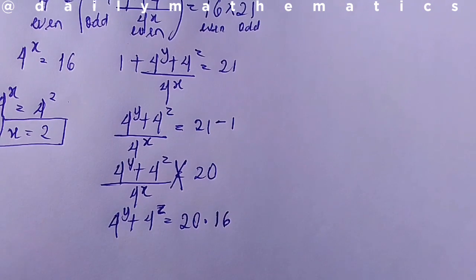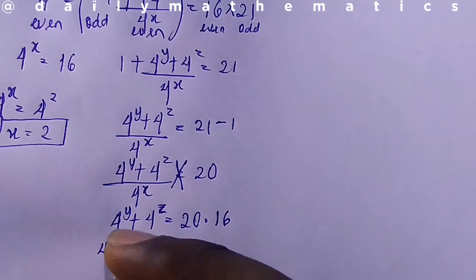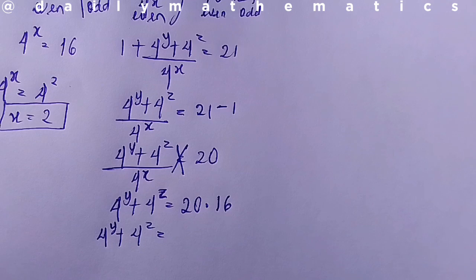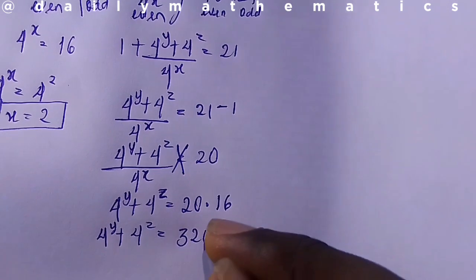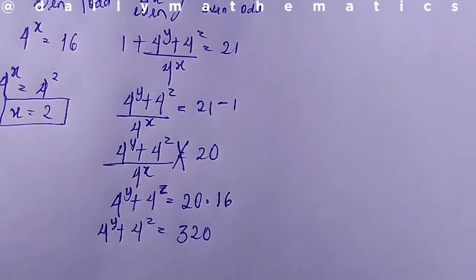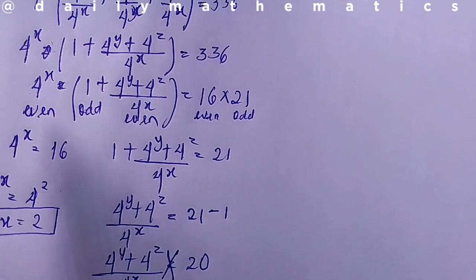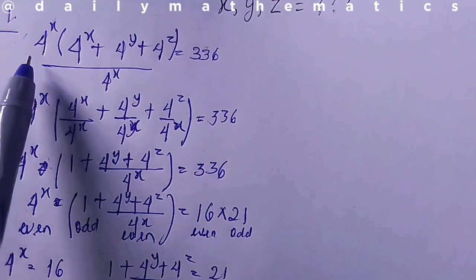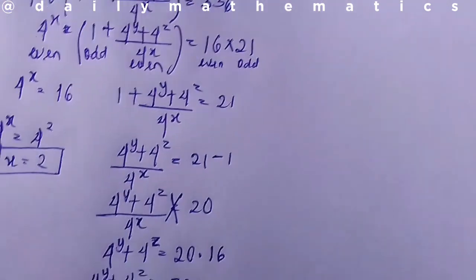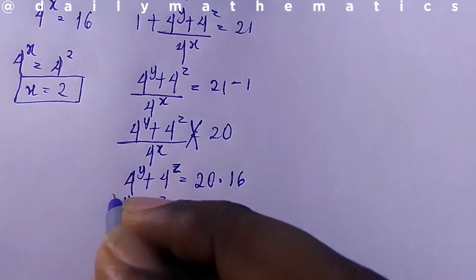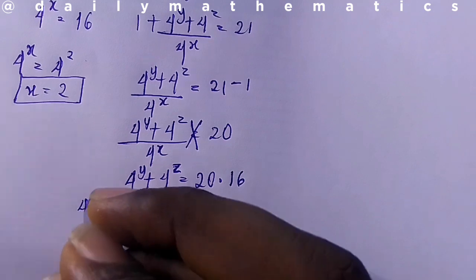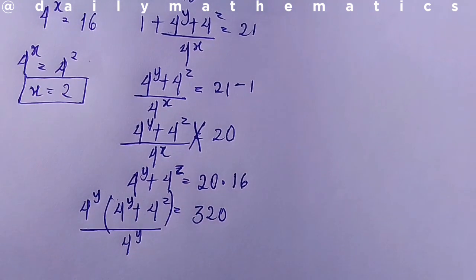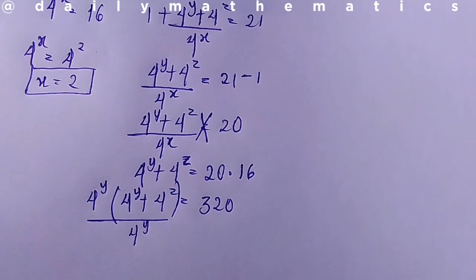So from here, what do we have? We have 4 raised to the power of y plus 4 raised to the power of z equals, now 20 times 16 is 320, right? The step we took in this place where we divided, we multiplied this part of the equation by 4 raised to the power of x divided by 4 raised to the power of x. We're going to do the same here. I want to multiply this place by 4 raised to the power of y over 4 raised to the power of y. 4 raised to the power of y cancels, it's still the same thing, so it's allowed.